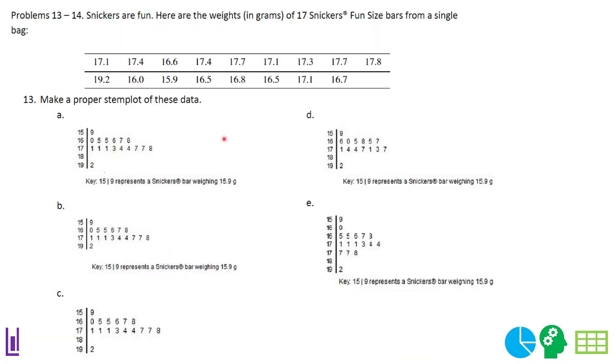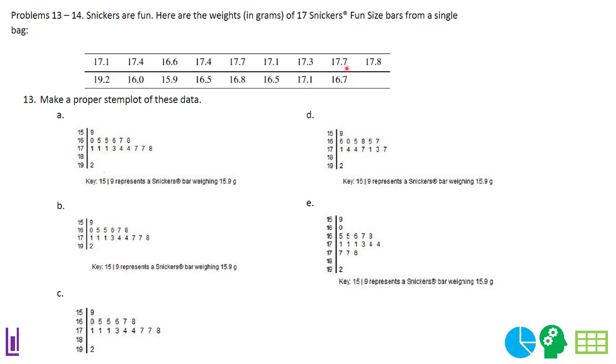Okay, for our next set of problems, here are the weights in grams of 17 Snickers fun-size bars from a single bag. We have to make a proper stem plot. I'm going to show you how to do it on Statlet, but remember that if you're doing it by hand, you can just list these out in order. So 17.1 would be 17 and a 1. So these are all looking good, right?